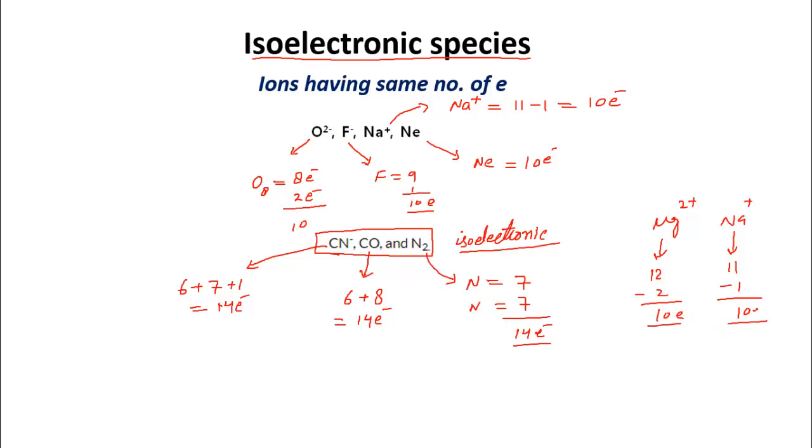Again, these 2 species are isoelectronic because they have the same number of electrons. So isoelectronic species are the species with the same number of electrons.